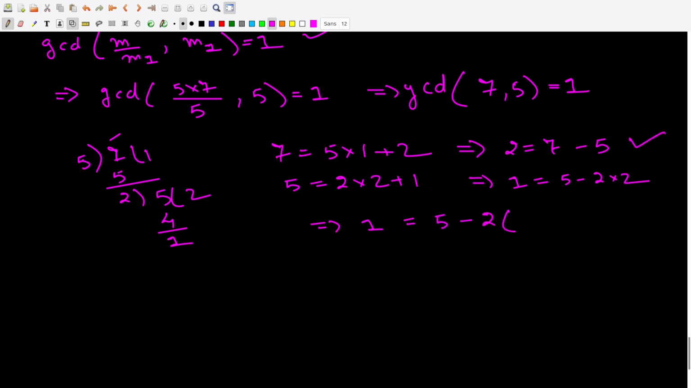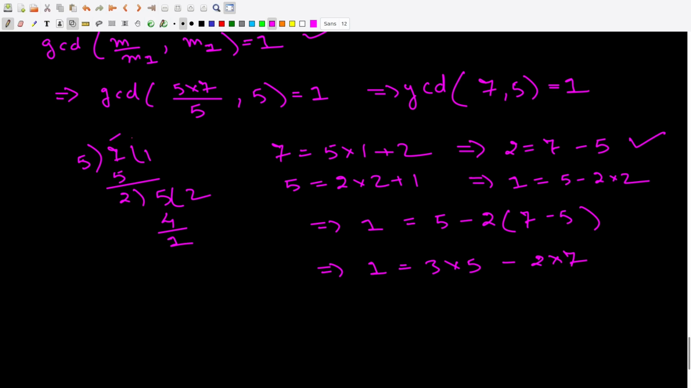Well, the value of 2 we can plug it from here. So 2 equals 7 minus 5. So now let us write it down. So 1 equals basically 3 times 5 minus 2 times 7, right?